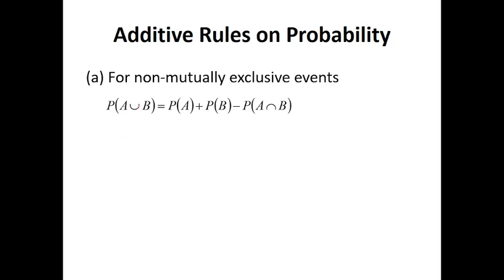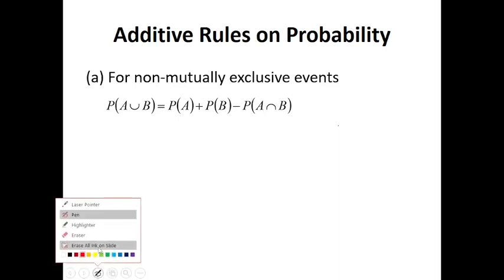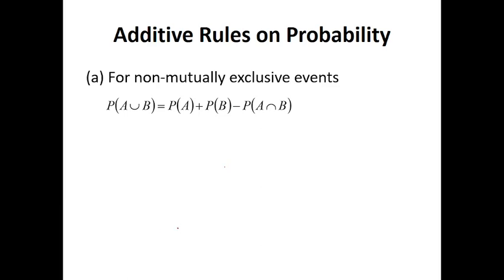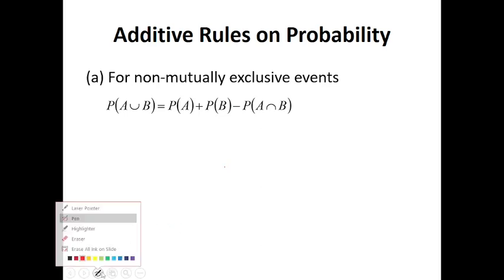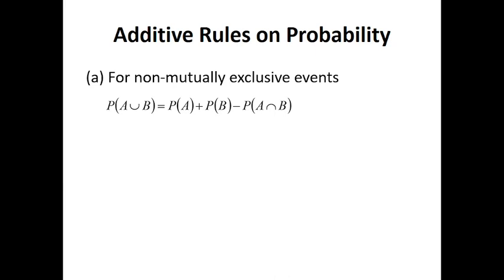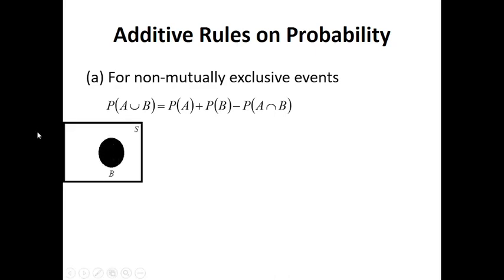So the union of two events A and B, yung probability na yon, ay makukuha mo by adding the probability of A and probability of B minus the probability of A intersection B. Okay? So in this case, for instance, ito yung ating example.